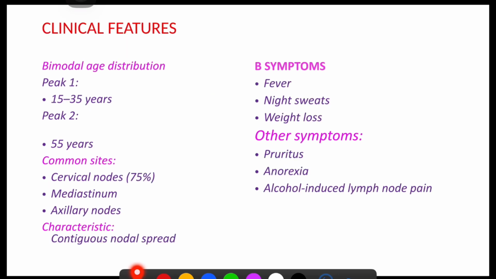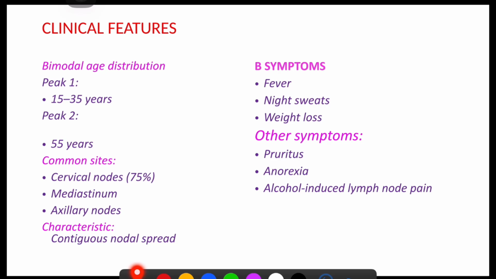Now, what are the clinical features? How does the patient present to us? If we see age distribution, it is bimodal. Peak 1 is 15 to 35 years of age and peak 2 is 55 years. Common sites are cervical lymph nodes, then mediastinum and axillary nodes. And characteristically it has contiguous nodal spread.